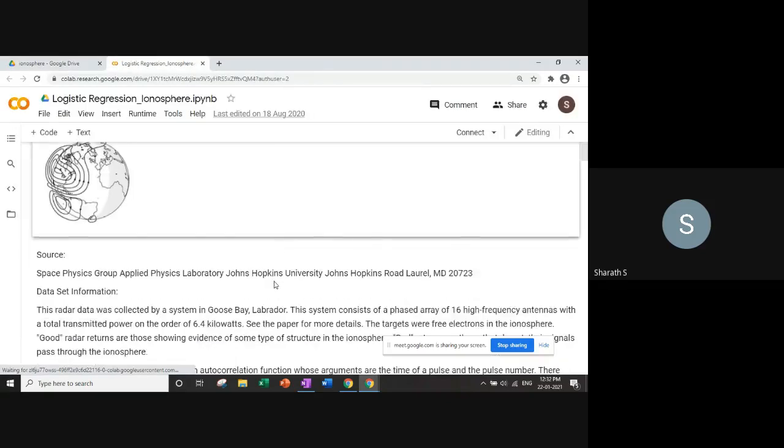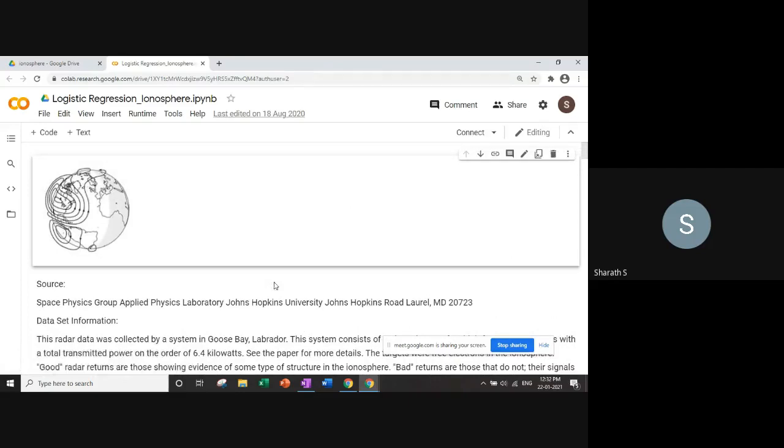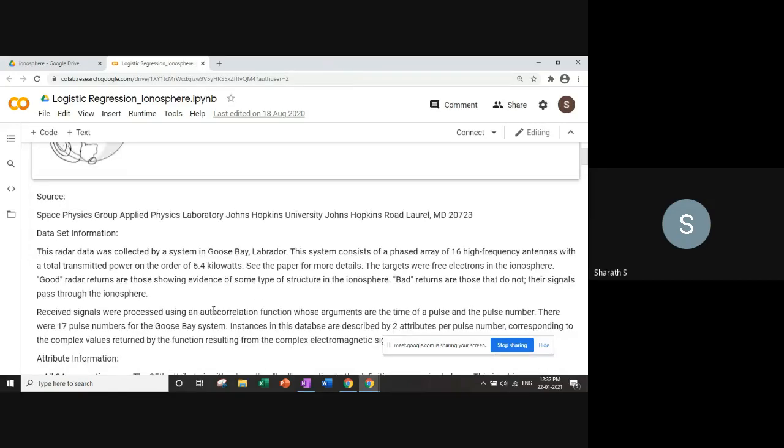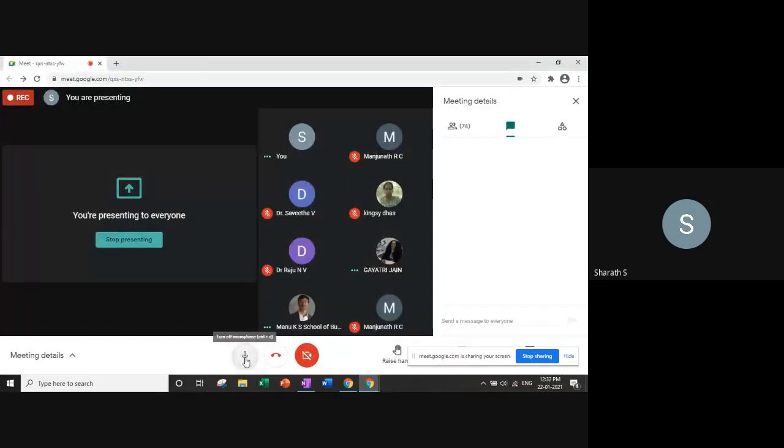This is an experiment conducted by Johns Hopkins University, and it is a space physics group within that, and this data is made public. So you can go through the background history of where this data came from. Just give me a minute.